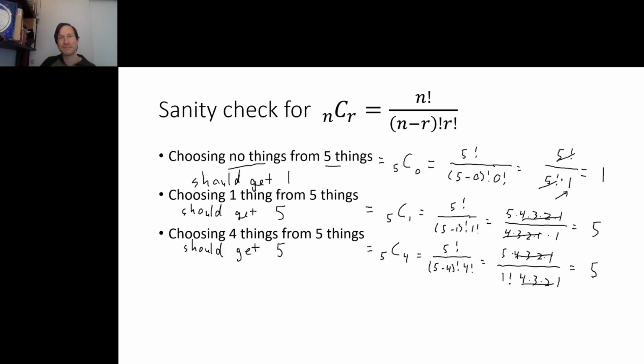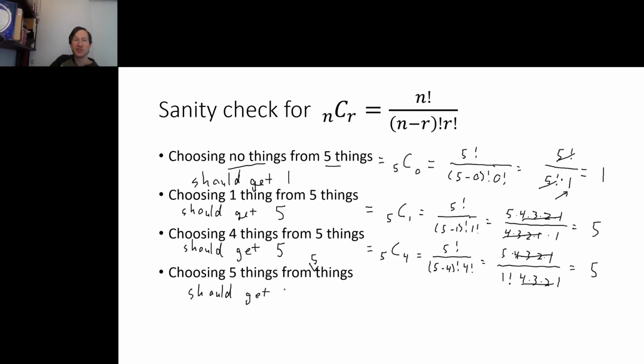So that works out. And for the last sanity check, let's see how many ways there are to choose 5 things from 5 things. This is supposed to be a 5 here. And again, in this case, we know what we should get. If you're presented with 5 options and you have to choose 5 options, well, there's only one way to do it. You have to choose everything. Okay, but the number of ways of choosing 5 things from 5 things, that should be 5 choose 5.